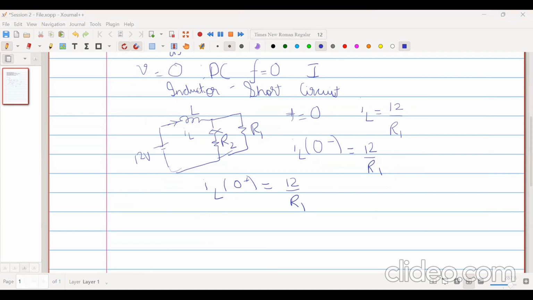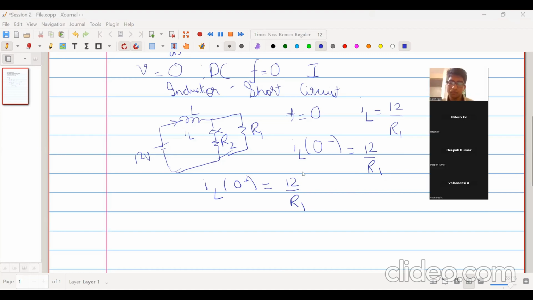So that's why the current through an inductor does not change instantaneously. As well as, what is the energy stored in an inductor? What's the formula for energy stored in an inductor? One by two L i square.